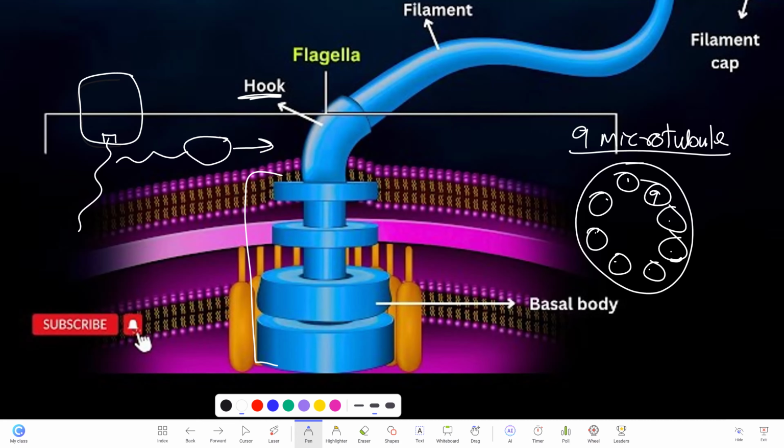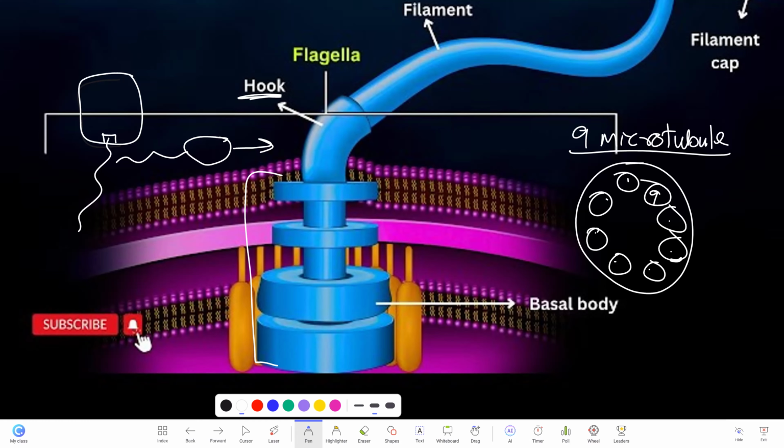So, what's the structure of the flagellum? The flagellum has a basal body, a hook, and a filament. And inside the filament, you will find this. Inside the flagellum, how many microtubules? 9 microtubules. What's the use of the flagellum? It helps bacteria to move. I mean, it swims in the water, right? Describe the flagellum. Filament, microtubules. Yes, for movement.